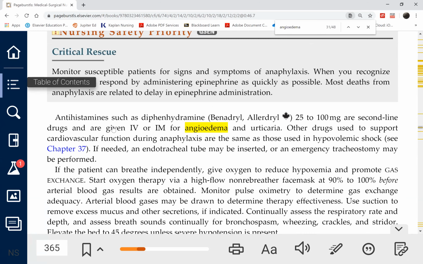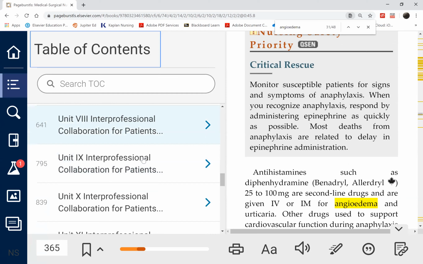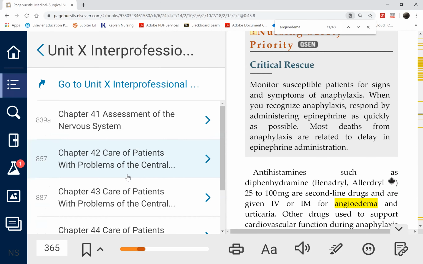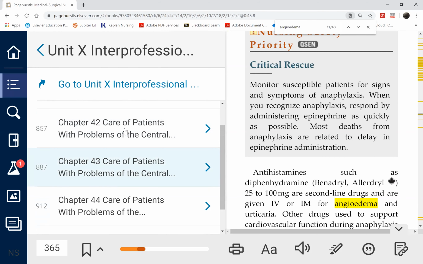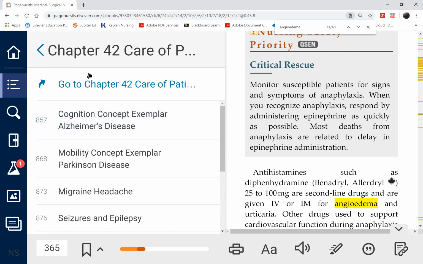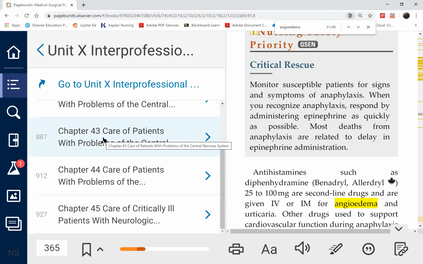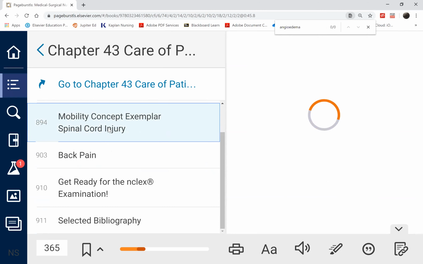Next, let's go to neurogenic shock. That will be chapter, I want to say 40, 42, 43. No. Well, let's try 43. It's 43. Okay, spinal cord injury.